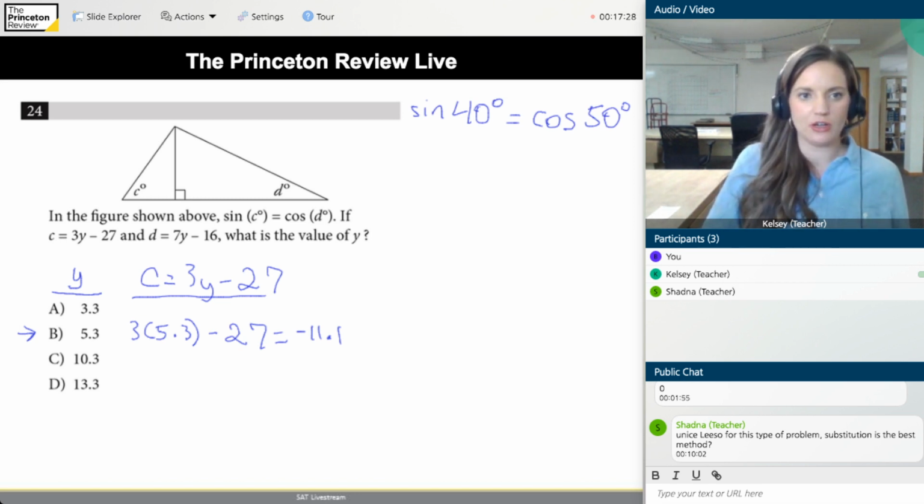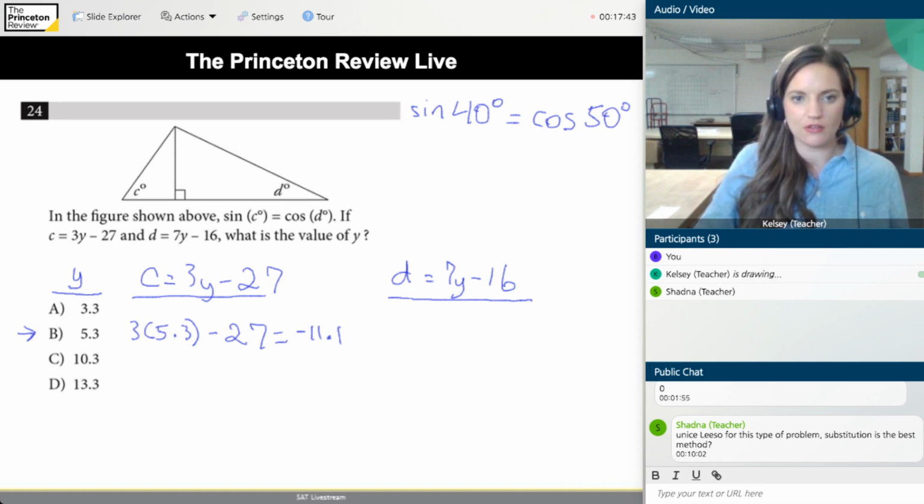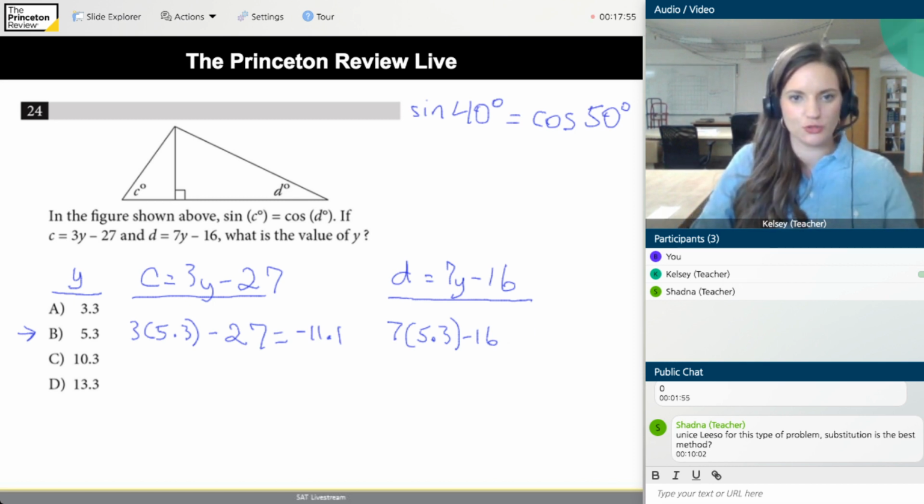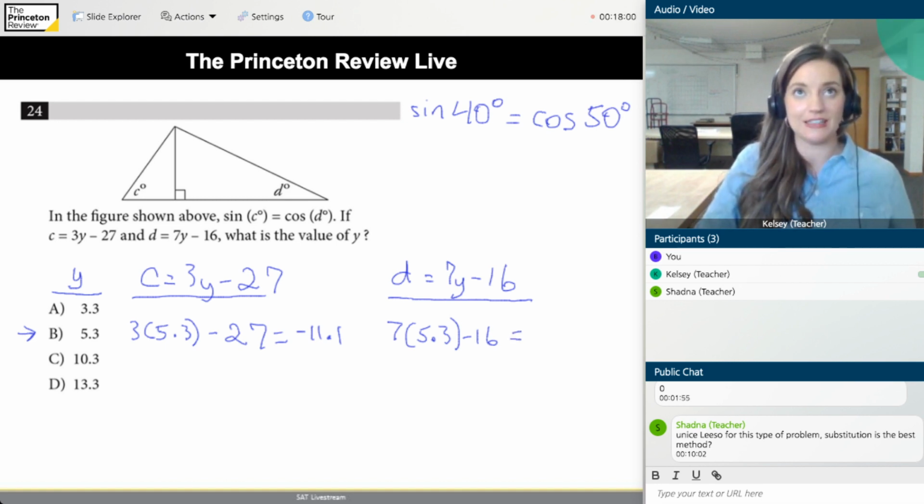Now what else can we figure out? Well, we can also do D, right? D's just got that y in there, and we have a value of y that we're working with. So let's try that. D is equal to 7y minus 16. So we can get that by doing 7 times 5.3 minus 16. That gives us, don't need that extra parenthesis in there. 7 times 5.3 minus 16 is going to give us 21.1.